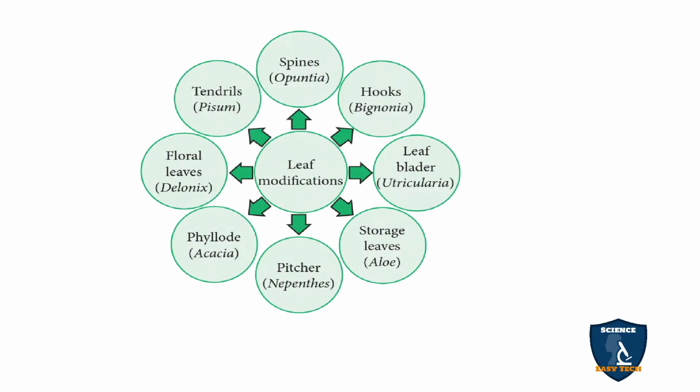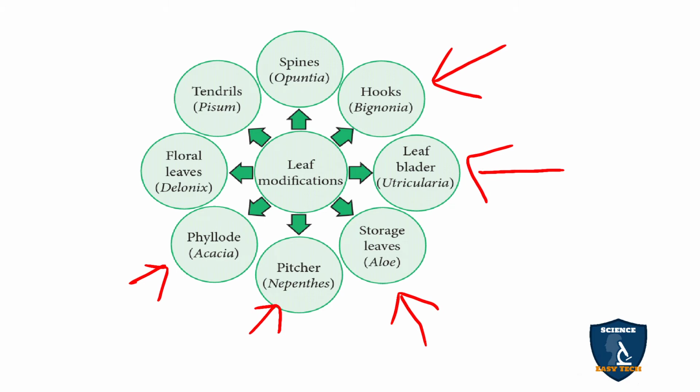First, we will see the modification of leaf. Modification of leaf: hooks, example Bignonia; leaf bladder, Utricularia; storage of leaves, like Aloe; pitcher plant, Nepenthes; phyllodes, Acacia; floral leaves; tendril, Pisum; and spines, Opuntia. So these are the various modifications of leaves we are going to see today in this topic.